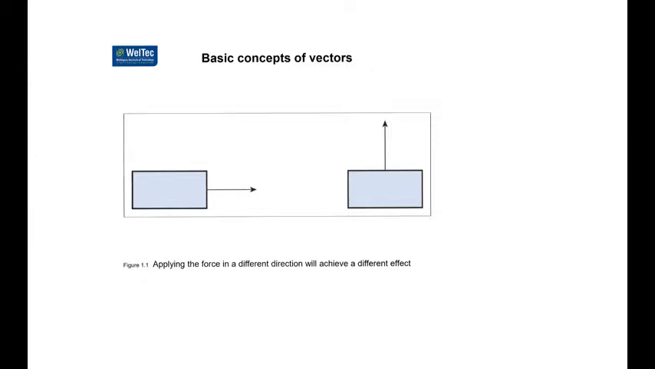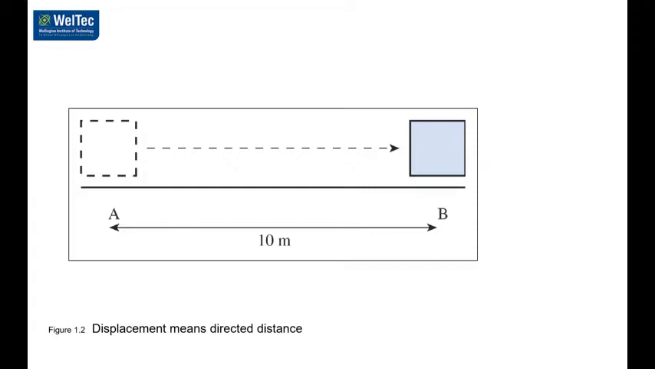You'll need to differentiate between a scalar and a vector. A scalar can be fully described by a single number. For example, the mass of something is 0.4 kilos or 4 kilos. A vector requires direction as well as magnitude. For example, the force applied to make the box in the diagram move: you get different results by applying the force in different directions. In the diagram here, there are two things going on. There's the distance, which is 10 meters, but there's also displacement, and the displacement is 10 meters from A to B, so it's got direction involved.